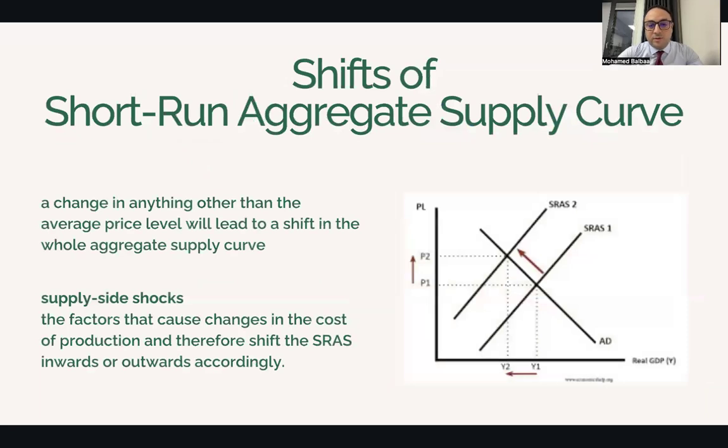There are some shifters of the supply curve in the short run also, like the supply side shocks, which are the factors that cause changes in the cost of production. Here, if there is a cost change for any reason, this will shift the short run aggregate supply curve inward or outward, it depends.